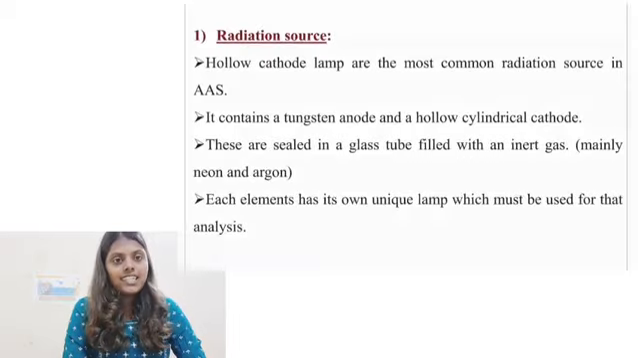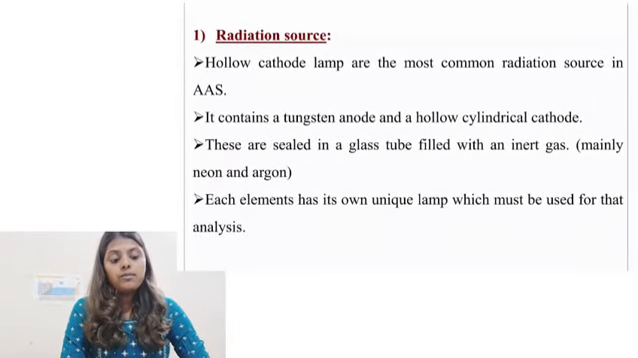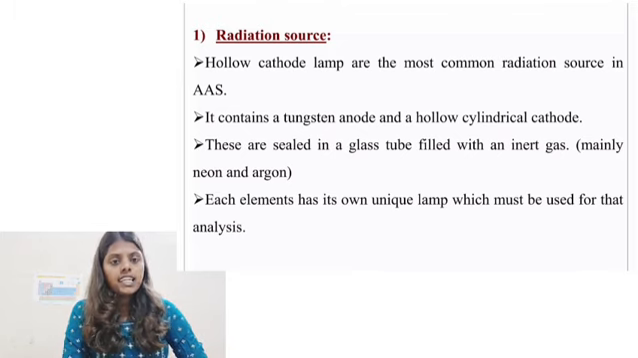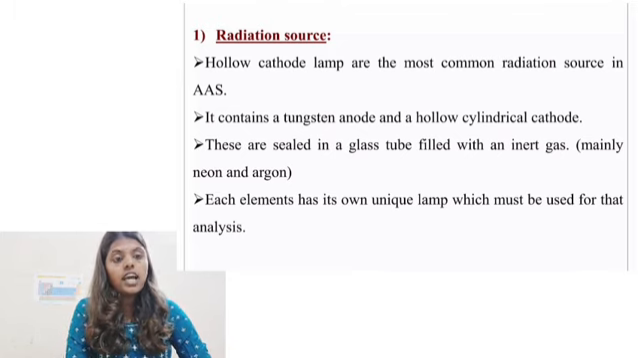The first one is the radiation source. Hollow cathode lamps are the most common source in atomic absorption spectroscopy. It contains a tungsten anode and a hollow cylindrical cathode. These are sealed in a glass tube and filled with an inert gas. Each element has its own unique type of lamp which must be used for the analysis.